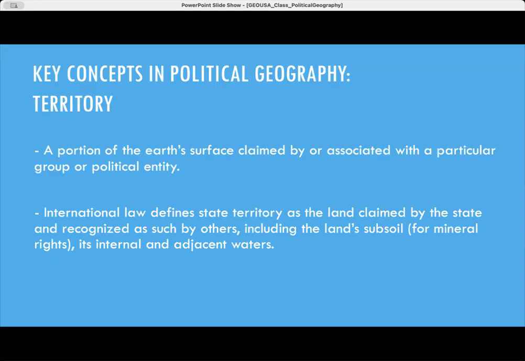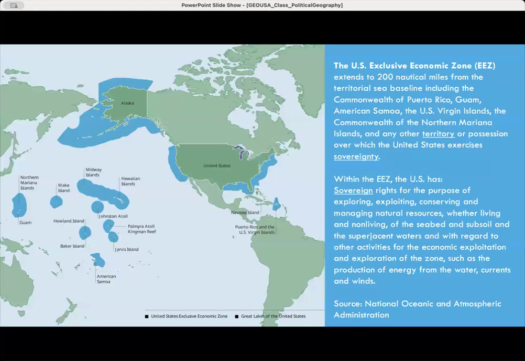International law defines state territory as the land claimed by the state and that is recognized as such by others, including the subsoil, meaning underground, so for mineral rights. And also it's internal, so the rivers, lakes, and also adjacent waters like parts of the ocean. I'll explain that in a little bit. Most countries have this right to a certain amount of nautical miles from their coasts, and that's what's pictured here. The United States, for example, has this exclusive economic zone or EEZ.